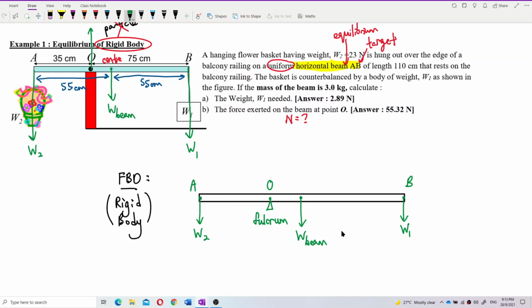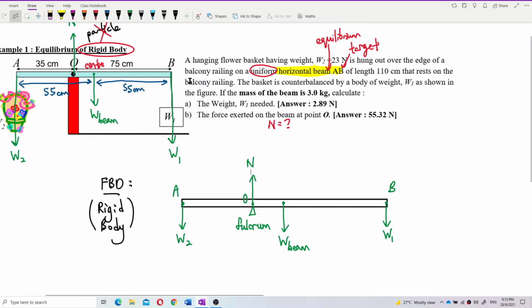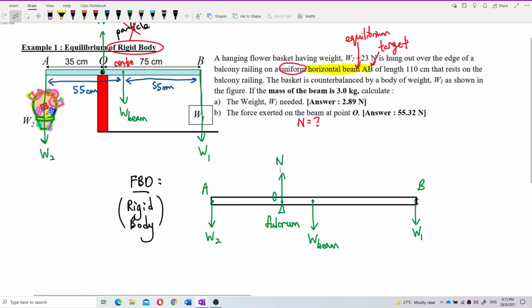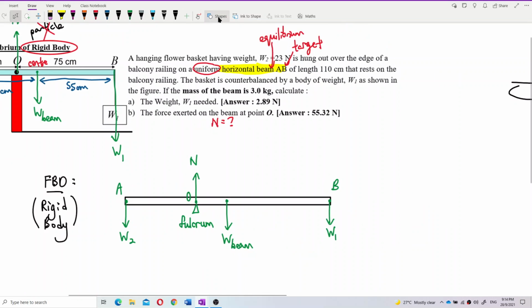And don't forget the normal force. Okay, this is the point O. This is the normal force. Okay, let me draw it carefully. Yes, this is the normal force supporting the beam. Okay, so that's it. Maybe you can write down the distances later on. So this is our free body diagram. Okay, so don't draw all other things. Just draw the beam. So we are talking about the equilibrium of the beam.